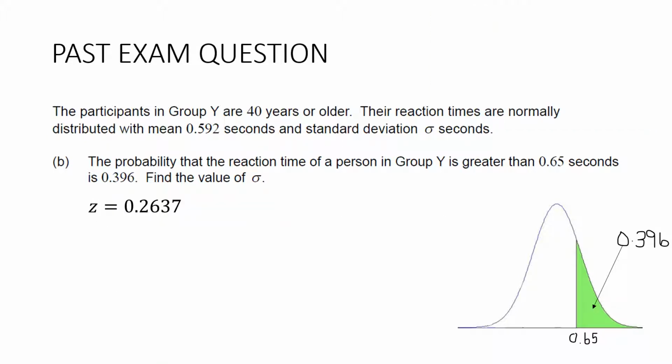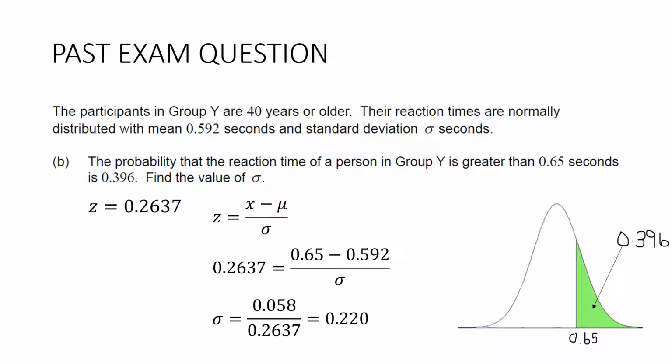There's our z-score. Now we're going to use our formula and z's going to go in there and we're going to be able to find out what sigma is because we know x and we know mu. So 0.65 is our x, and then our mu, our mean, is 0.592. We don't know sigma. I'm going to switch these two, and so sigma is going to become 0.058 divided by 0.2637, and there's sigma, 0.220.